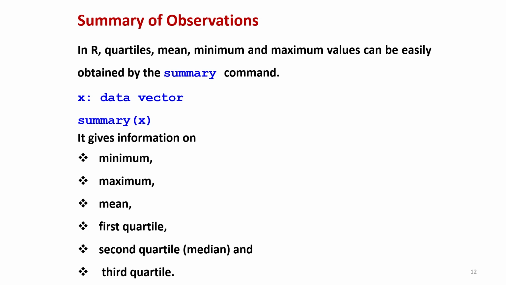In R, there is a command, summary, which gives the outcome about this information, like minimum value, maximum value, mean value, first, second and third quartile at the same time. If you have the data vector x, then if you use the command summary(x), it will give you all these values for a given data set at the same time. This helps a lot when you are trying to compare two or more data sets, so that you can view all this information at the same time for different data sets.